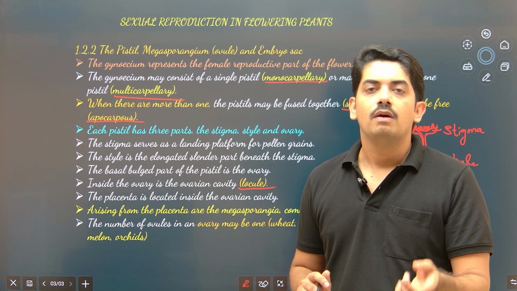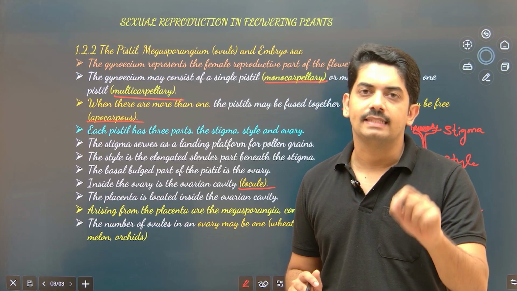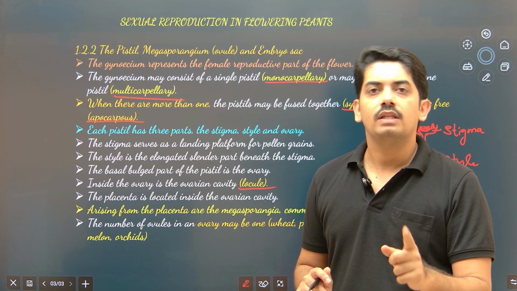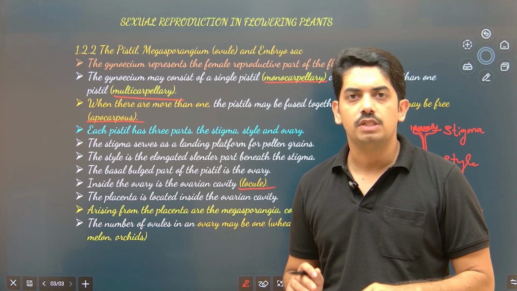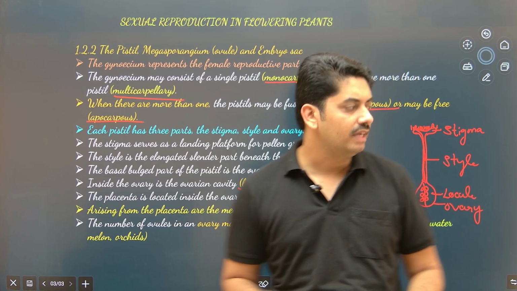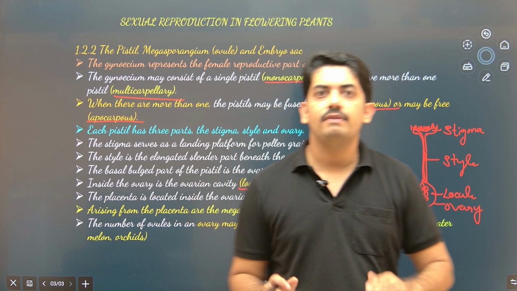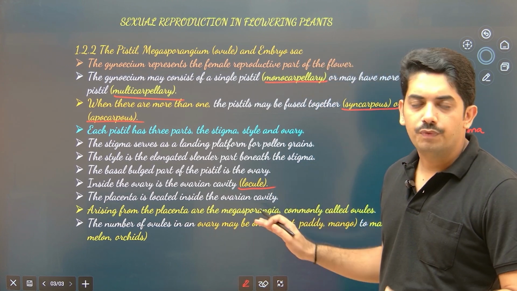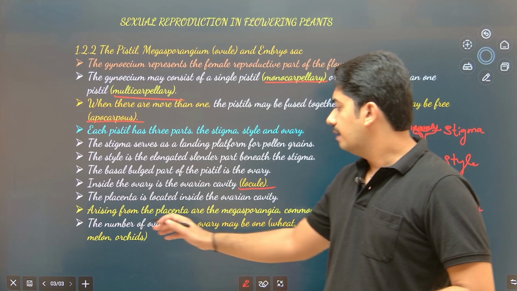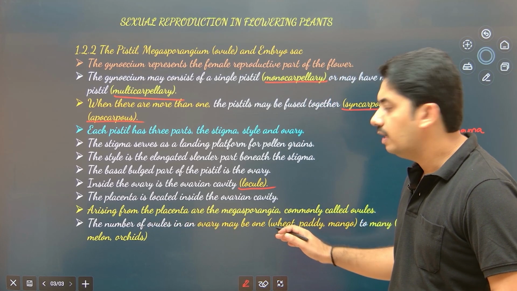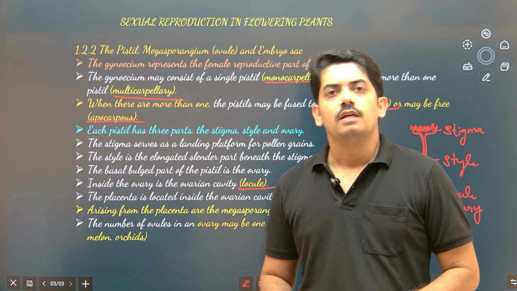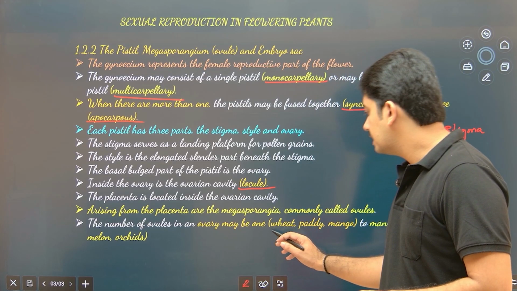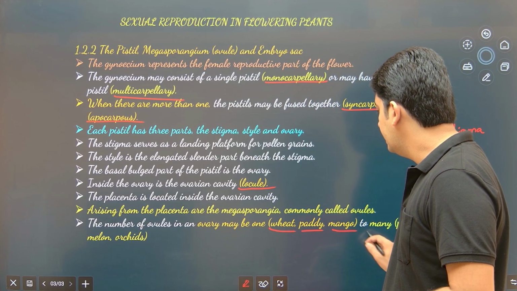Because it is plural. What is megasporangium? It is singular. Suppose ovary is containing only one ovule, then we can use the term megasporangium. Suppose ovary is having multiple ovules like this, then we use the term megasporangia. So which is representing what? Ovule. Now the number of ovules in an ovary may be 1. Okay. In which plants we observe this single ovule? The examples are wheat, paddy and mango.